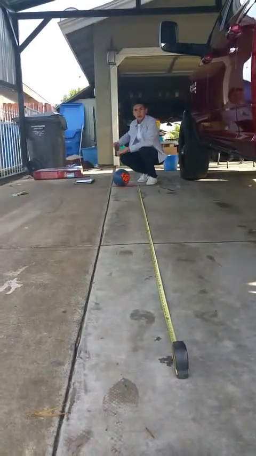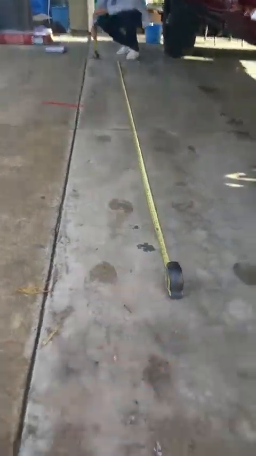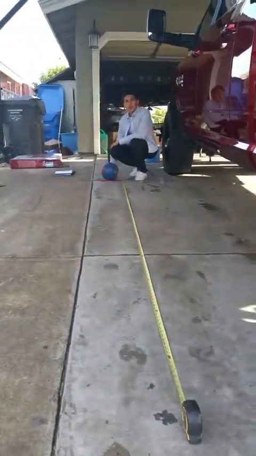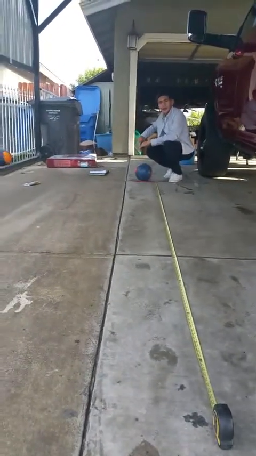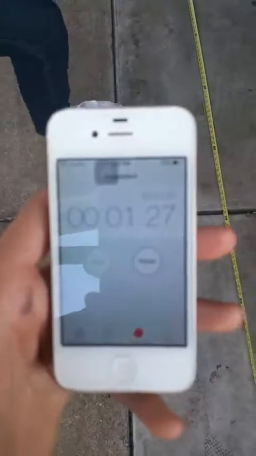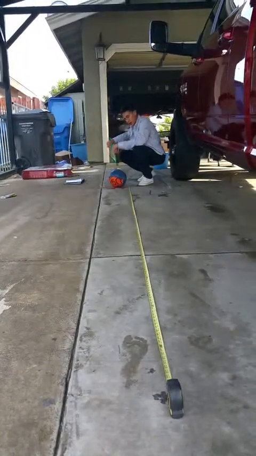This is our second trial. Ready? Ready. 2, 1. Our second trial, we got 1 second and 19 milliseconds. Here's our third trial. Timer's ready? 3, 2, 1. Our third and final trial, we got 1 second and 27 milliseconds. Timer's ready? 3, 2, 1. After our trials in the elevation, we averaged 1 second and 24 milliseconds.